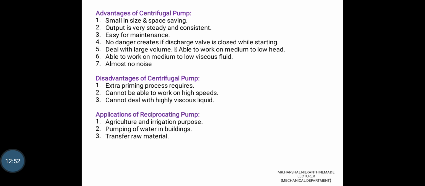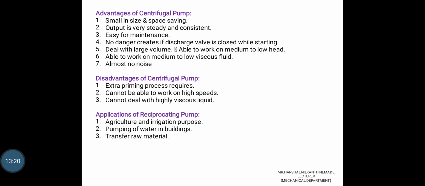tank. Advantages of centrifugal pump: small in size, space saving, output is very steady and consistent, easy maintenance, no danger is created if the discharge valve is closed while starting, deals with large volume, able to work at medium to low head, able to work with medium to low viscosity fluid, almost no noise.